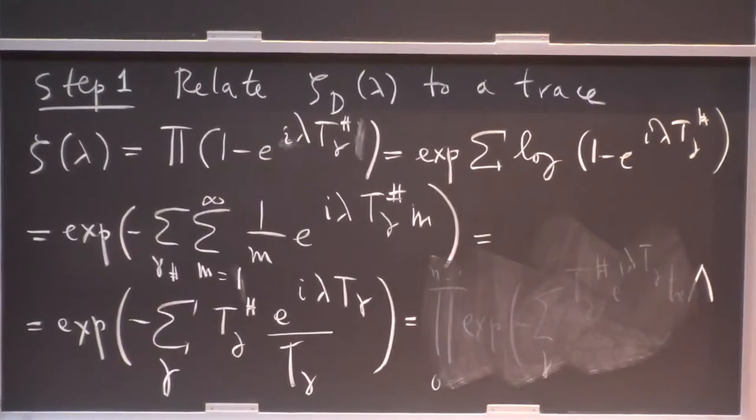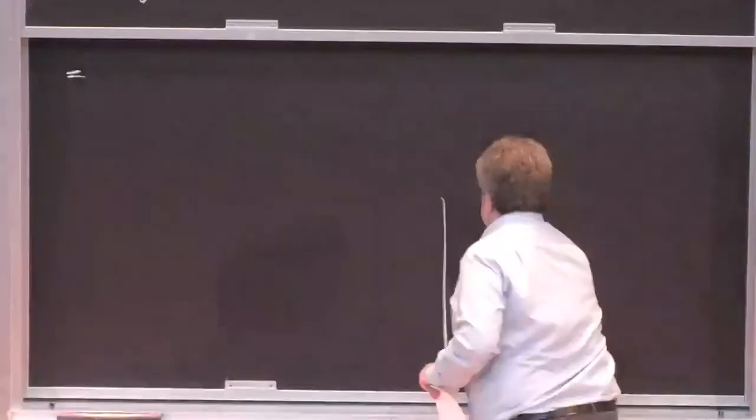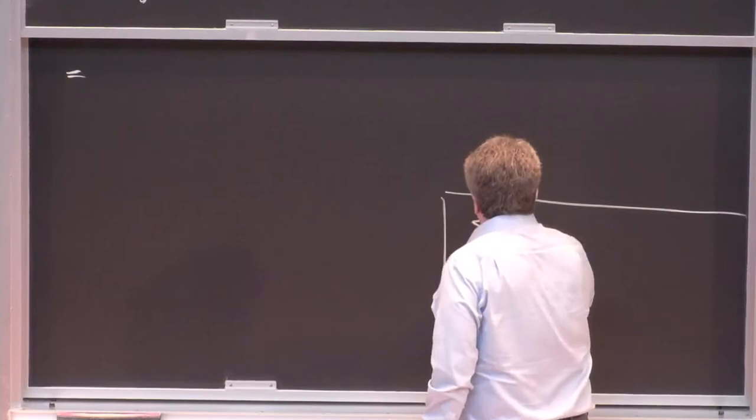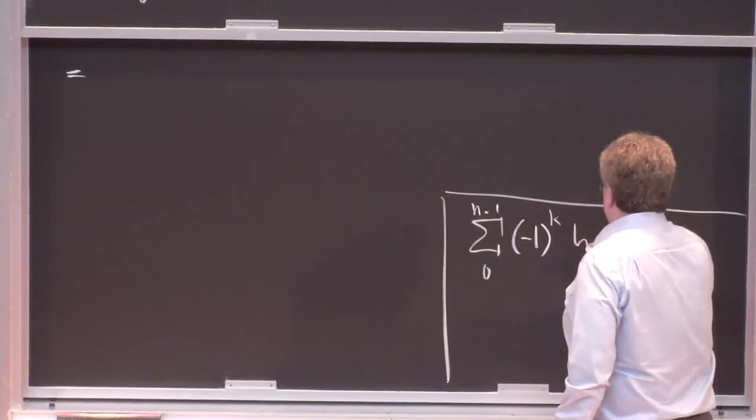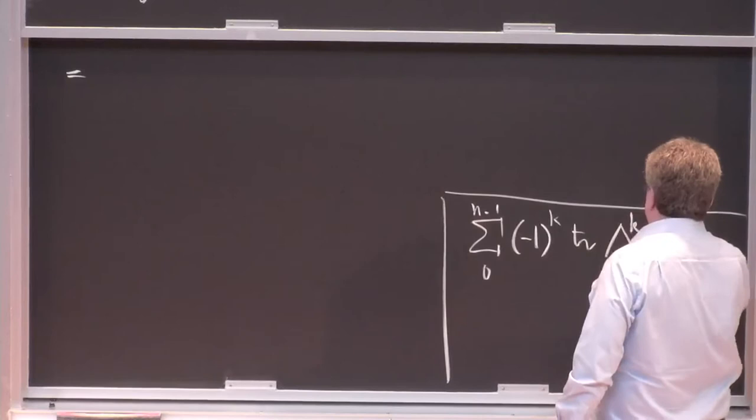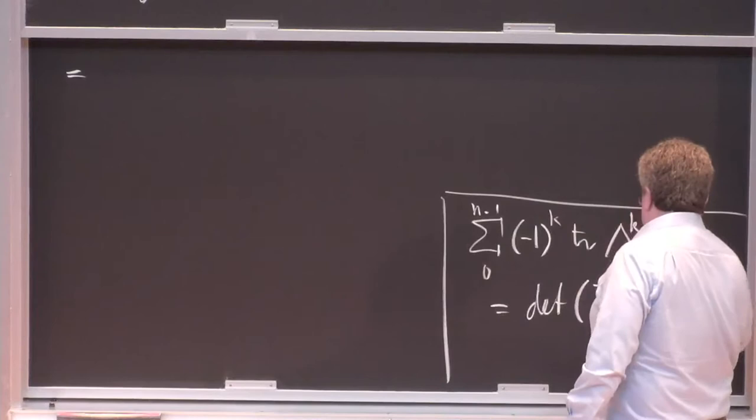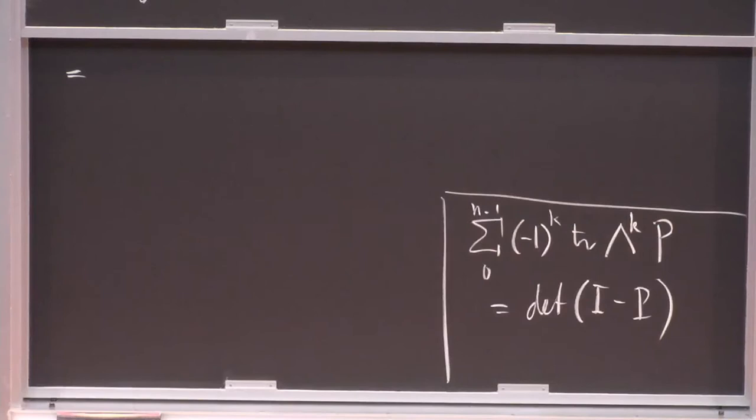So I continue here. Let me remind you of something from linear algebra, which is that the sum of minus 1 to the k, from k equals 0 to n minus 1, of the trace of the k-th exterior power of P is equal to the determinant of the identity minus P. Is that right? Yes, that is correct. So that's a linear algebra fact. And now, what will be my P here? I introduce the Poincaré map.